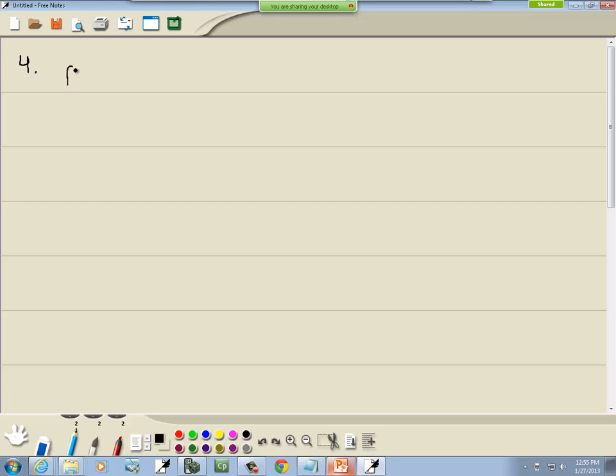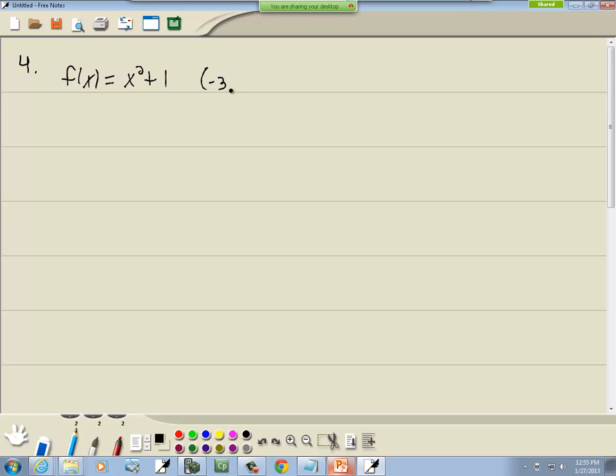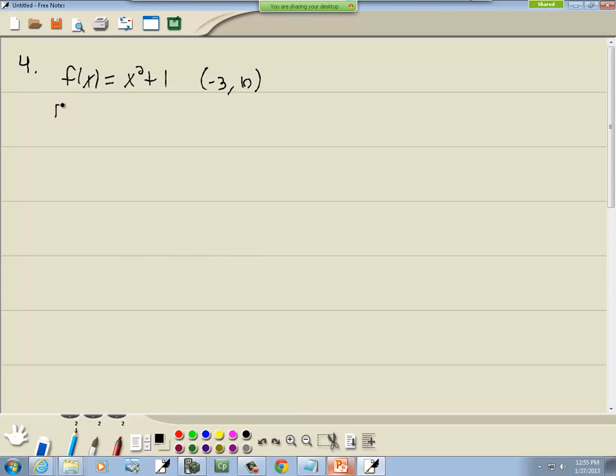I'm given f of x is equal to x squared plus 1, negative 3 and 10. And the instructions say, find the slope of the tangent line to the graph of the function at the given point. So finding the slope of the tangent line at a given point.